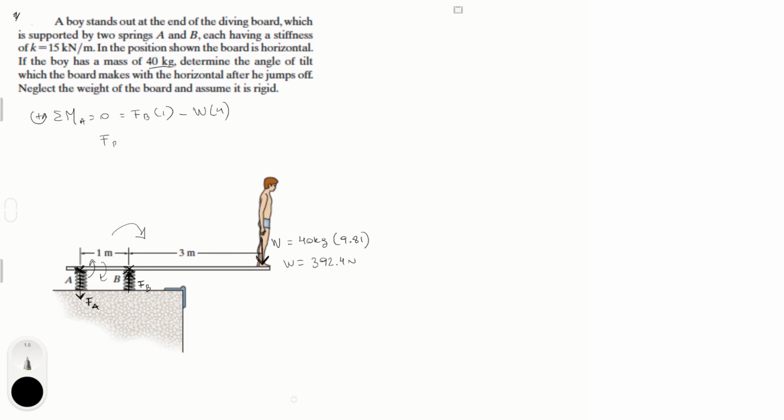So if you solve for F of B, you're going to get that F of B is equal to 1569.6 newtons. Remember, we found the weight before and we just plug it into here, and then we solve for our only variable, which is F of B.